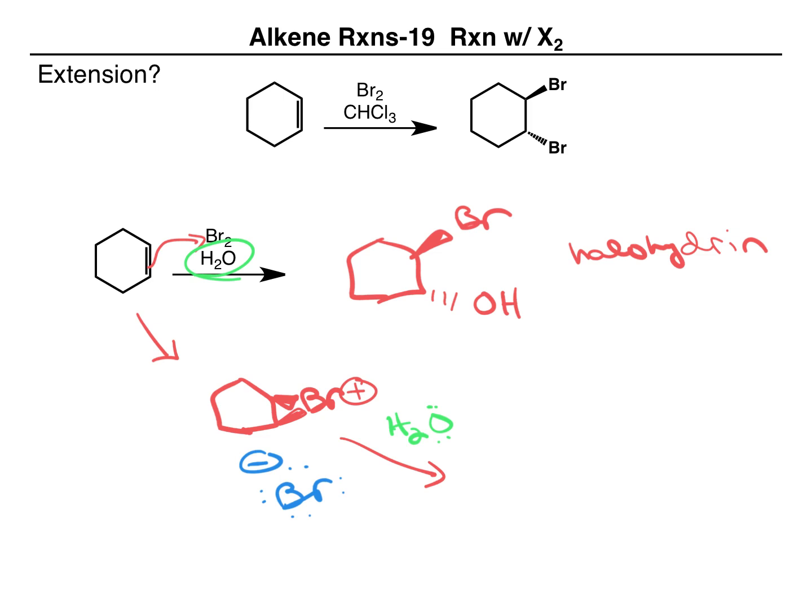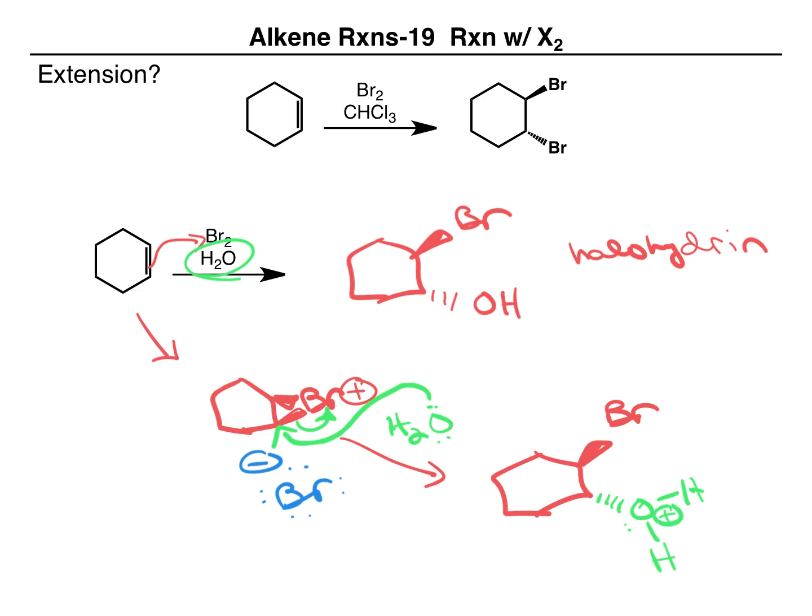Water has to add from the back face because the cyclic bromonium ion is on the front face. So if water adds here, that will push open the cyclic bromonium ion, giving us this with our bromine forward. And then here we have water that added from the back. Oxygen still has one lone pair, and there is a positive formal charge on the oxygen. Finally, another molecule of water can act as a base and grab off one of these protons, put these electrons back here, giving us our halohydrin product.